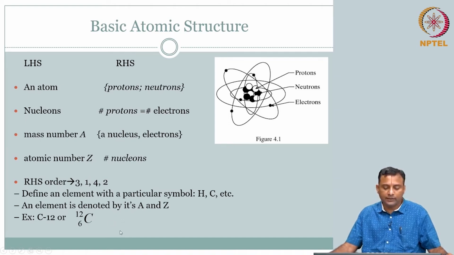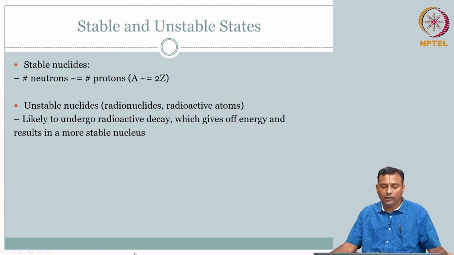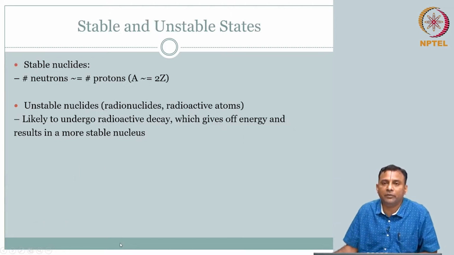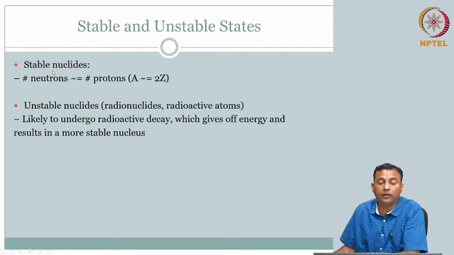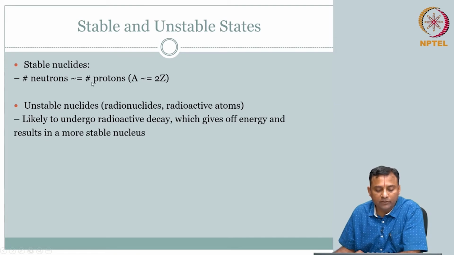What is interesting in this is, you can recognize the atomic number and mass number, and you have a name to it, but based on the relationship between them, you can comment on whether something is a stable nuclide or an unstable nuclide. So what do we mean by stable nuclides? If the number of neutrons is approximately equal to the number of protons in the nucleus, the number of positive charges, protons, is approximately equal to the number of neutrons.